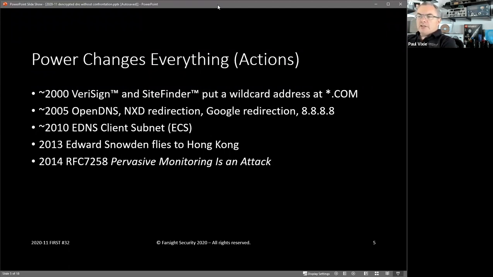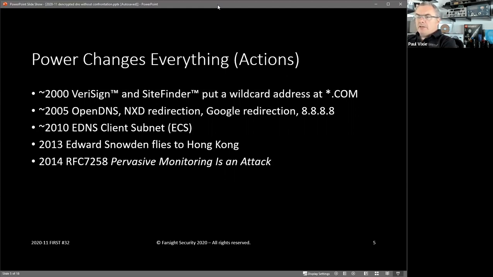So what EDNS client subnet was designed to do is bridge that gap so that you would send your network address to the authority server from the recursive server to say, by the way, this is who's asking. This is the network where this question came from. Please give me an answer that is correct, or optimal rather, for that end network.